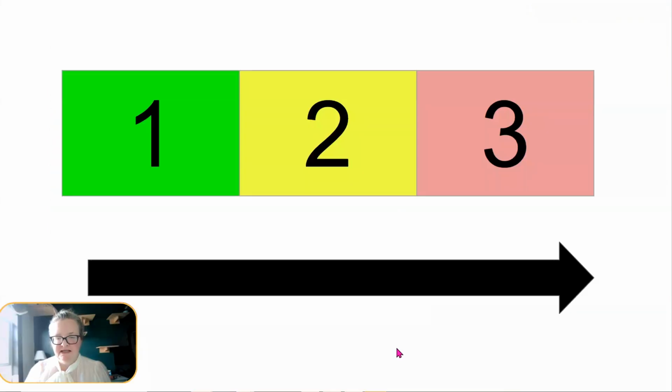Let's do some blending. I'm going to give you 3 sounds. Give me 1 word. Ready? P, a, t. Pet. Ready? P, a, k. Pack.